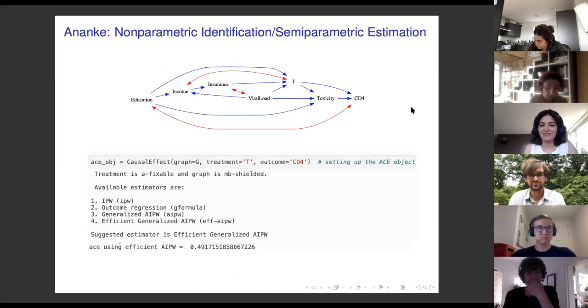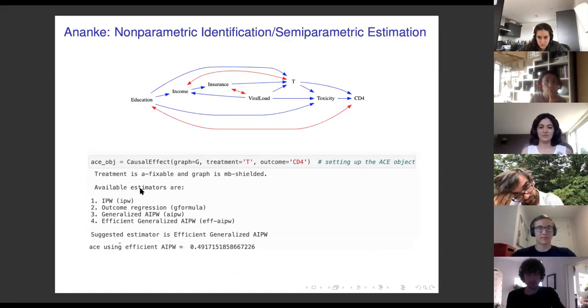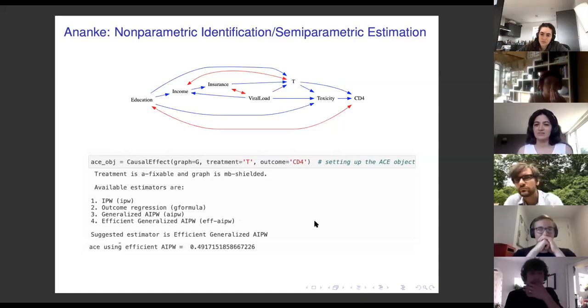Here's a quick screenshot of what it can do. You can specify your model in the language of graphical models, whether it's a DAG or an ADMG with bidirected edges that account for unmeasured confounders. You can specify a treatment and an outcome, and it tells you whether that effect is non-parametrically identified or not. If it is, it gives you a list of estimators for how to actually estimate it, among them semi-parametric, doubly robust, and efficient estimators. You pick the estimator, and it calculates the effect and gives you confidence intervals. If you get to interact with it, we would love to hear your feedback.